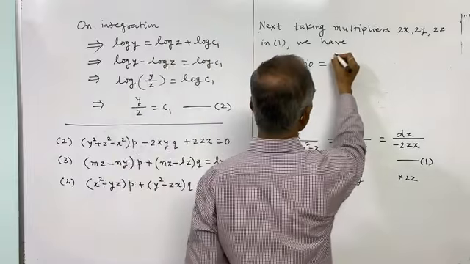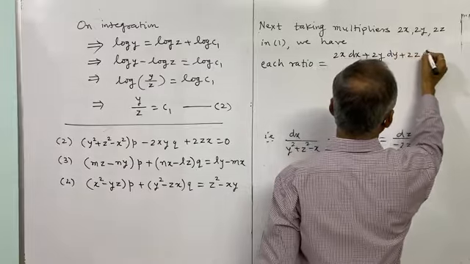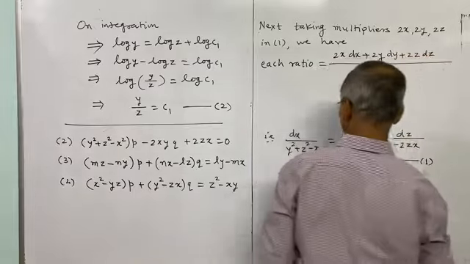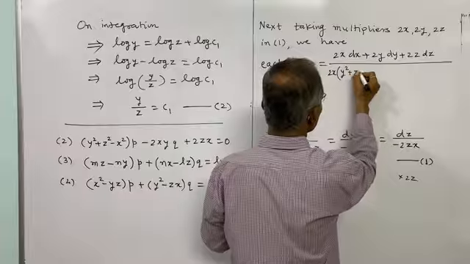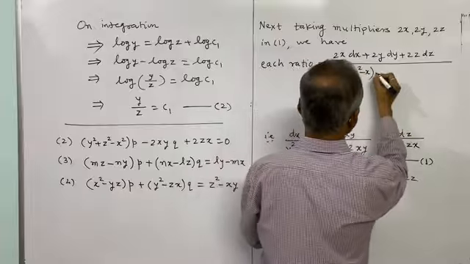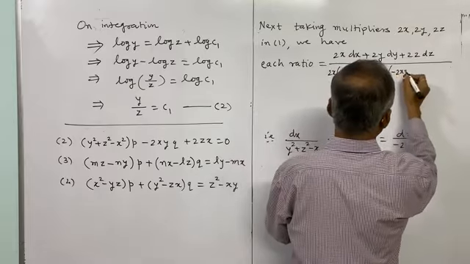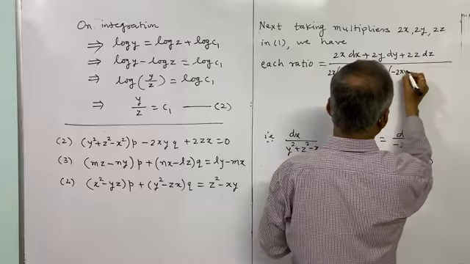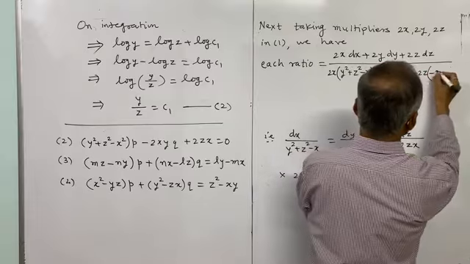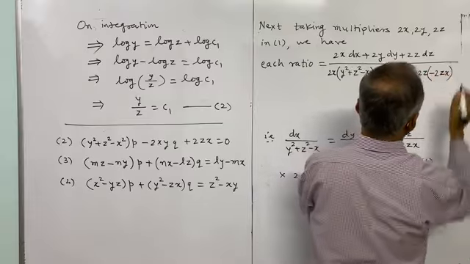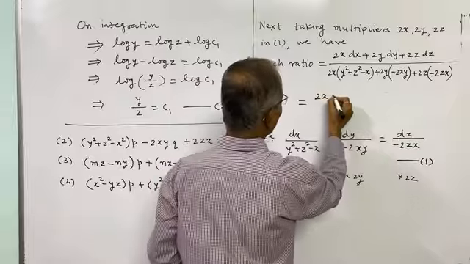Then what we get is 2x into dx plus 2y into dy plus 2z into dz divided by 2x into y square plus z square minus x, plus 2y into minus 2xy, and plus 2z into minus 2xz. So this we have obtained, and now this is equal to 2x into dx.